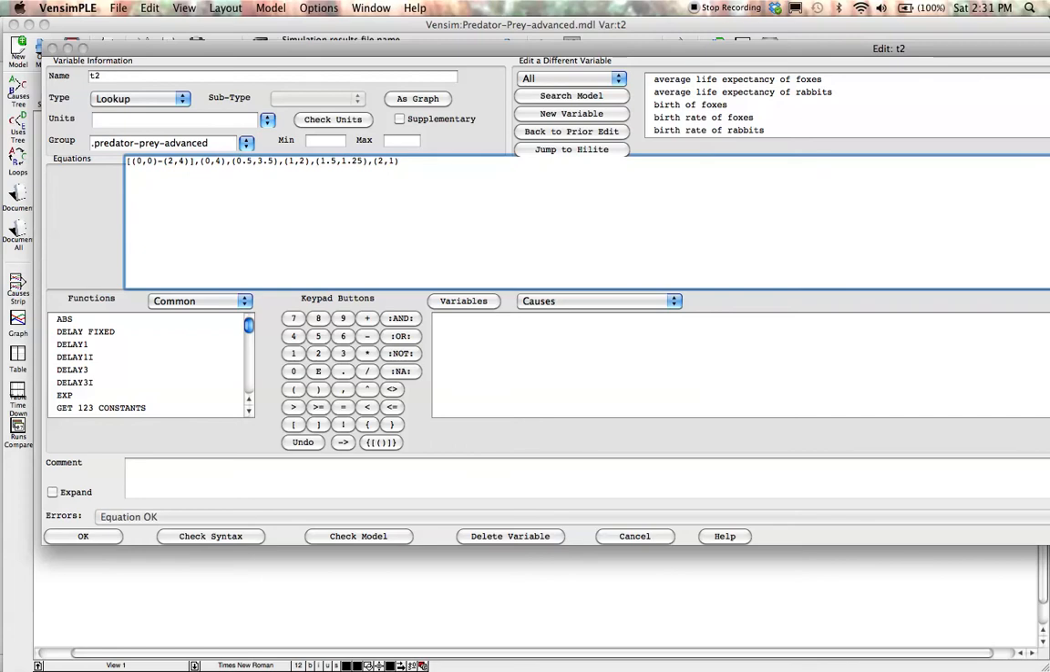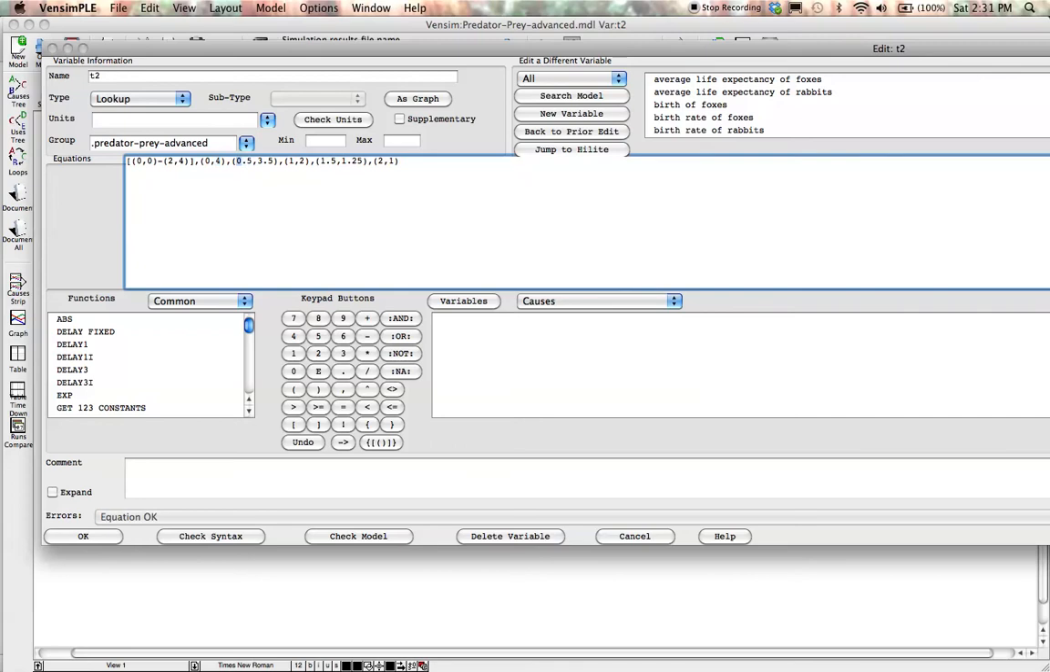And then we're looking at the tabulated value of the birth rate that is going to be somewhere between 0 and 4, okay? Now the actual values are given as a series of points: (0, 4), (0.5, 3.5), (1, 2), (1.5, 1.5), (2, 1). And that basically means that for a relative population of 0, the birth rate of rabbits is 4, okay?